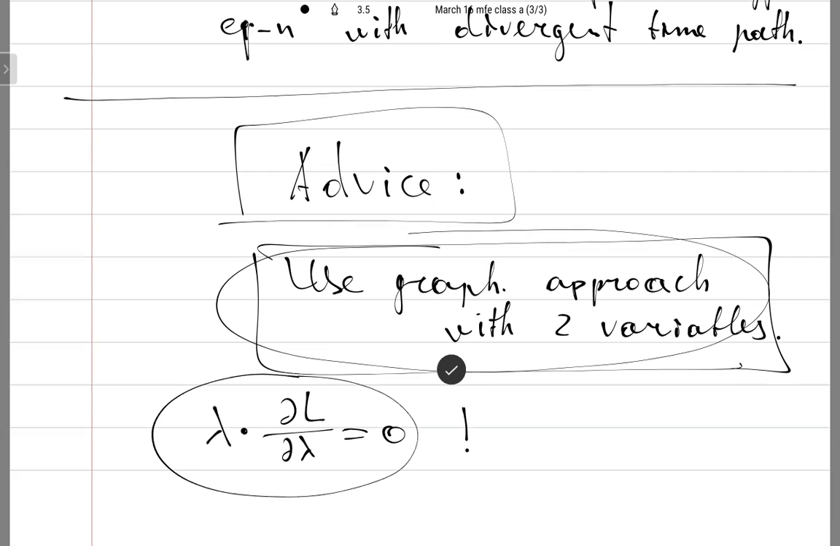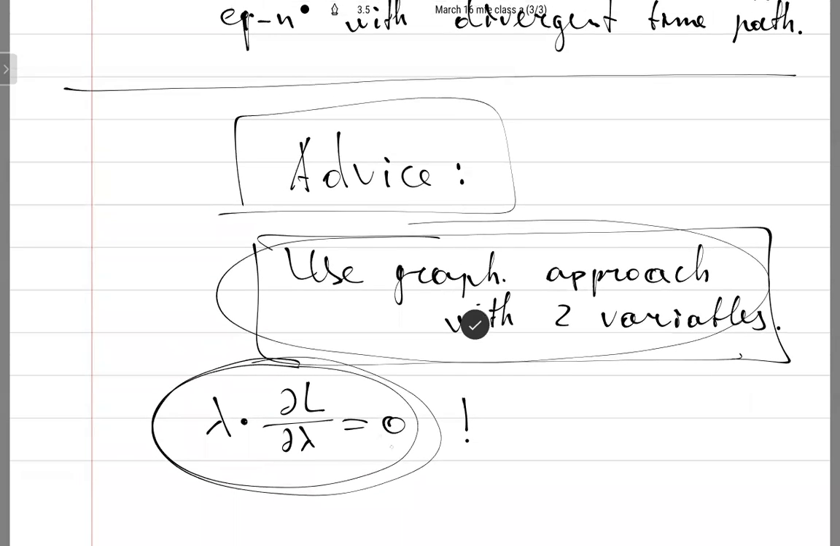Use this idea. If you don't need to use Lagrange multipliers and you have two variables, just go with graphs. If you are required to use them, then do not forget about this idea. What is the practical implication of this idea?